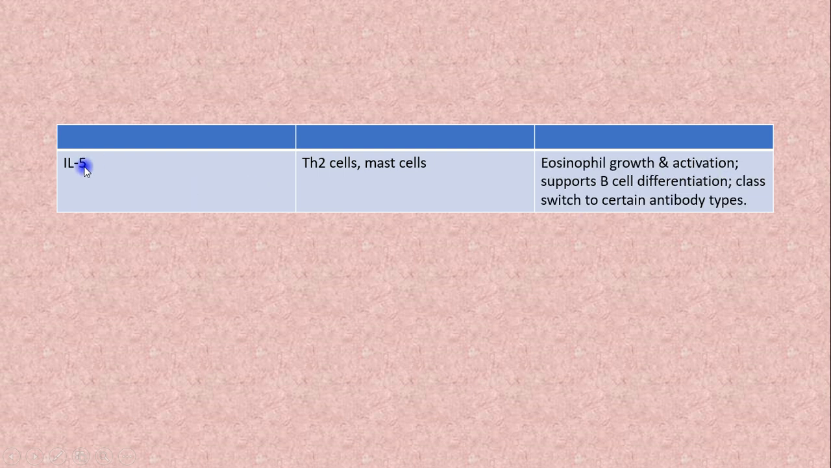We have interleukin 5, which is secreted by Th2 cells and mast cells. They aid eosinophil growth and activation, support B cell differentiation. They also carry out the function of class switch to certain antibody types.